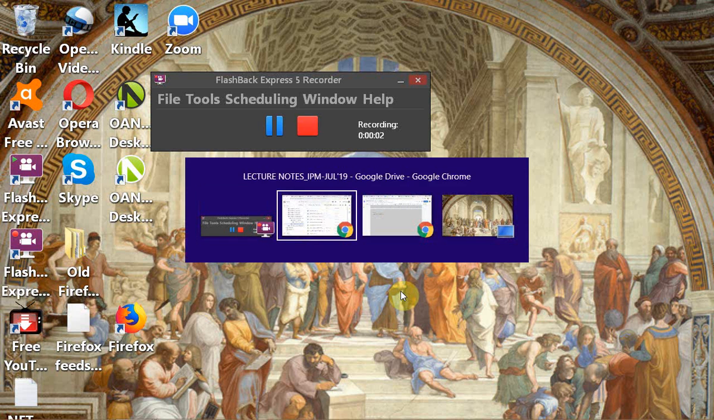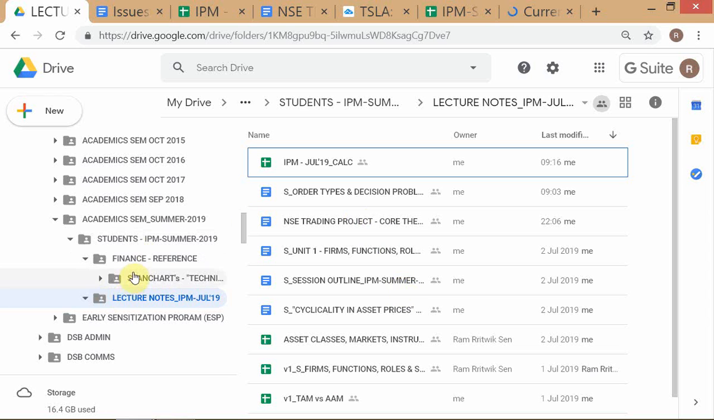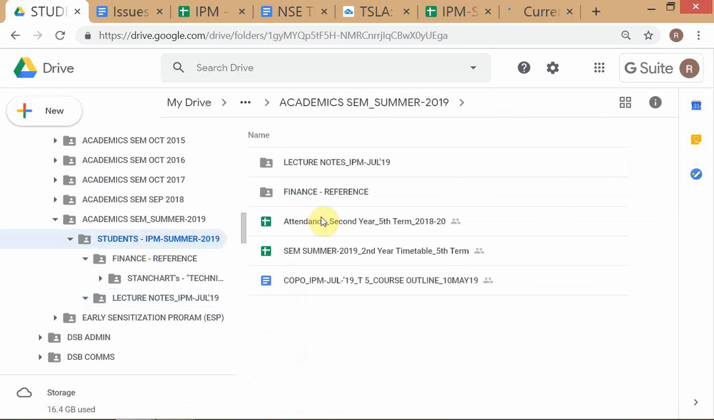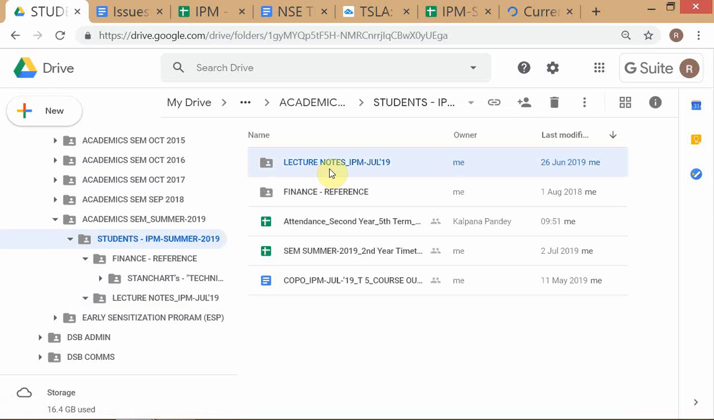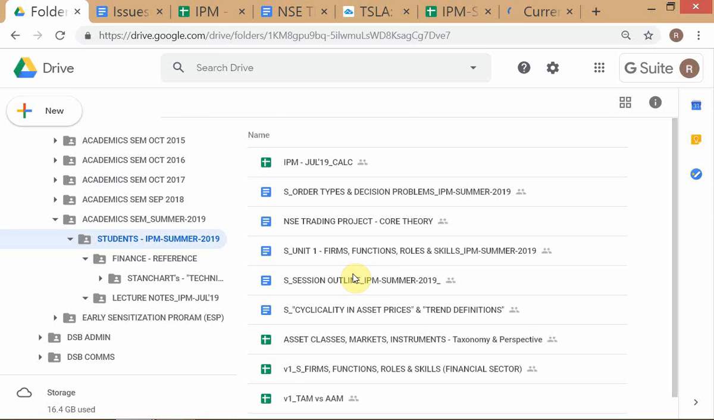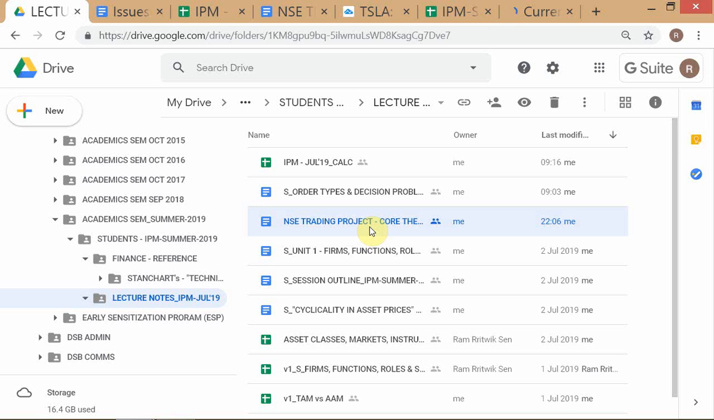Sharpen up now. Okay, so let me just quickly give you an idea about your notes. Some of you might find this a little bit confusing, so let me just clarify this for the moment. I will change the labeling, that will make it much clearer. Okay, first what you need to focus on is this NSE trading project, the core theory.